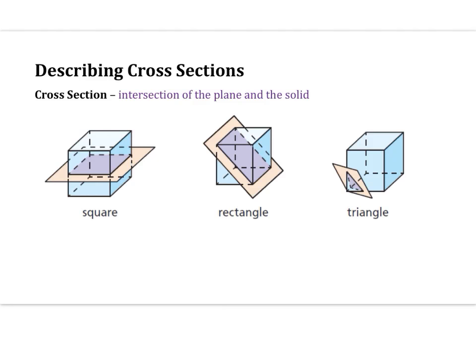In other words, if you were to pull apart the cube and look at it from an aerial perspective, you could see the shape of a square. For the plane to pass through the cube diagonally, the cross-section forms a rectangular shape. And for the plane to pass through just the corner piece of the cube, it creates a triangular cross-section.